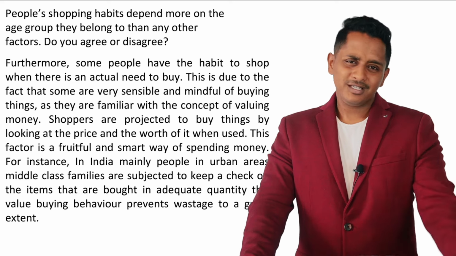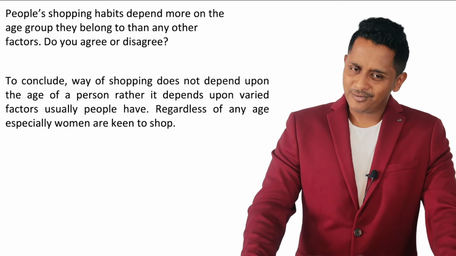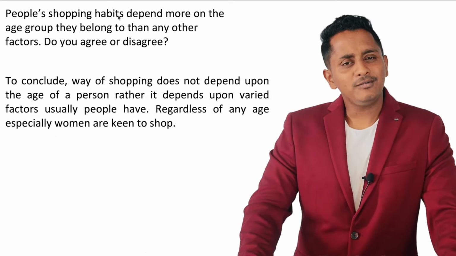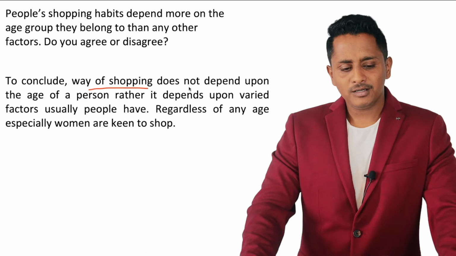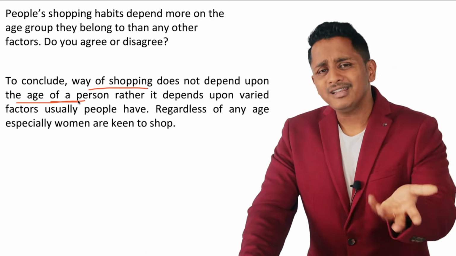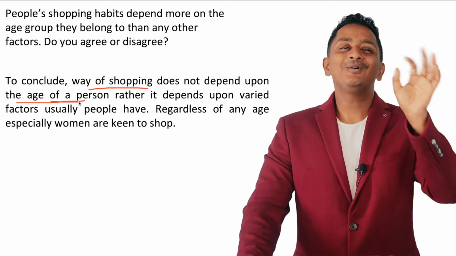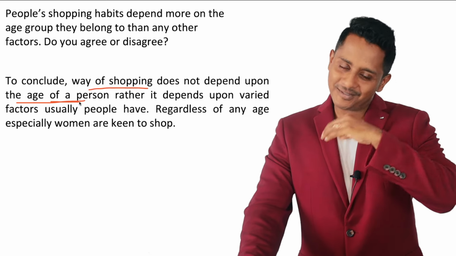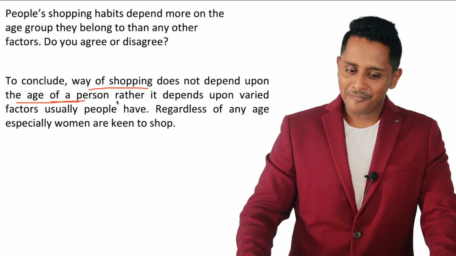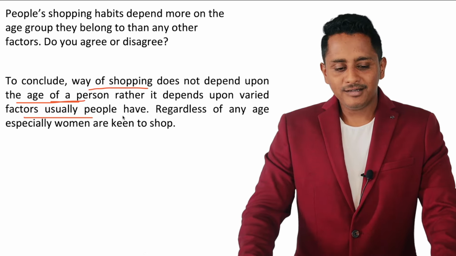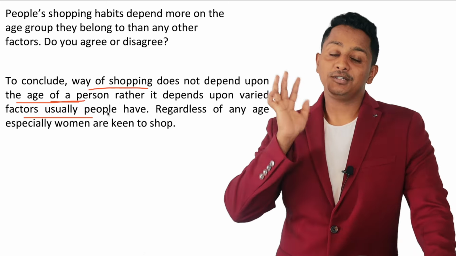Now, no need to read the conclusion. Anyway, conclusion is completely wrong because second, third paragraph did not even talk about the age group. Way of shopping does not depend on the age of a person. Where is it written? Only in the question it is written. Second, third paragraph doesn't have even an inch of it. Rather, it depends upon other factors. The question is not about what other factors it depends on, correct?